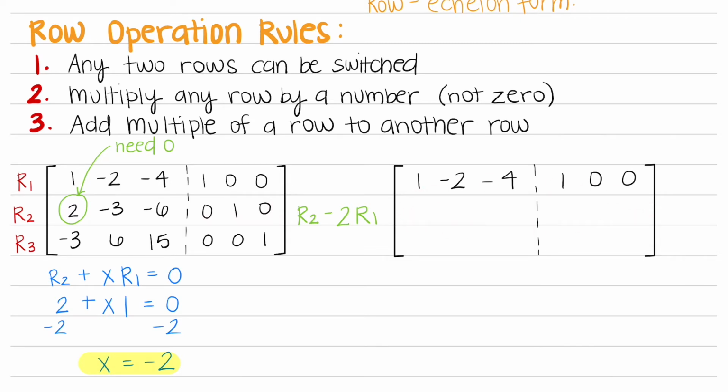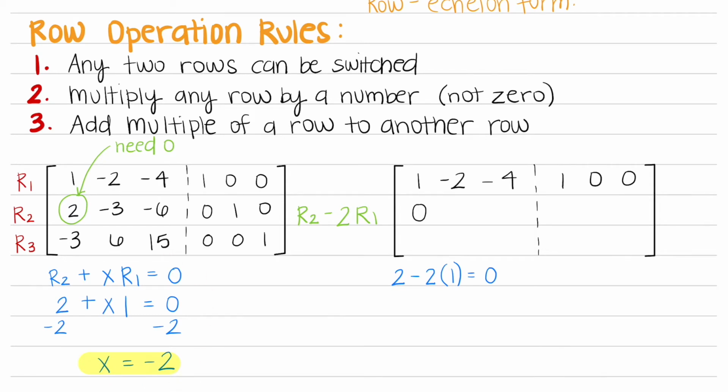We would plug in our R2 and our R1 into this formula to solve for each term. So let's start with the first column. You have R2, which is our first term in row 2, so that's 2, minus 2 times R1, which is the first term in row 1, in this case 1. So 2 minus 2 times 1 equals 0, which is what we had solved for.